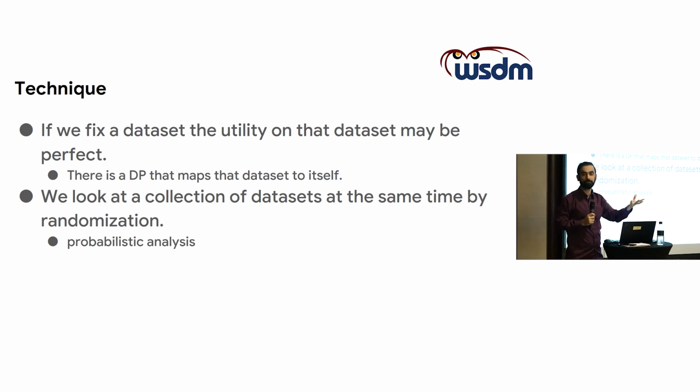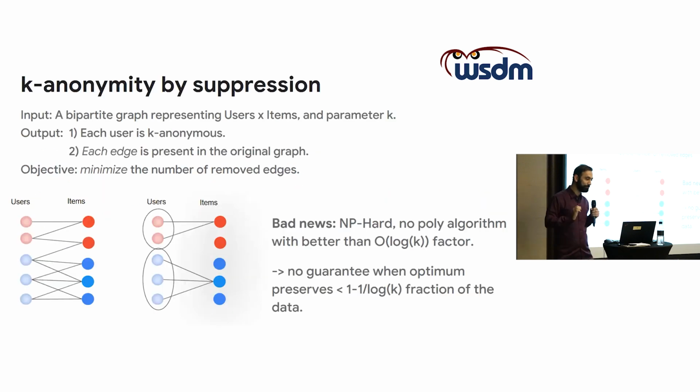look at the distribution of the data sets and say that any mechanism is going to fail with some large probability on those data sets, right? This needs some probabilistic analysis. I don't have time to go through the proofs. So we move to the other notion, k-anonymity.